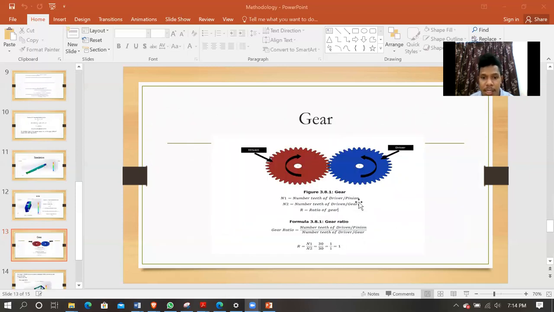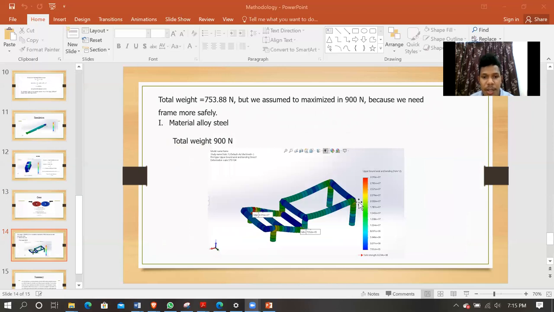And the next is the gear. The gear ratio is the same because both have similar teeth and dimensions. And the last is the frame. We see the deflection once we put the load on the top of the pins. We will see the simulations of the bending of the frame.